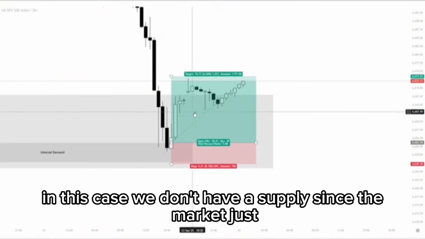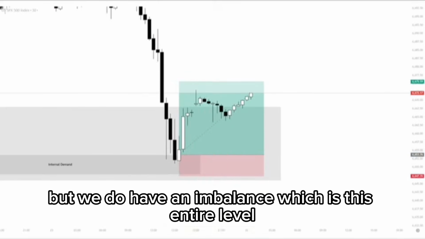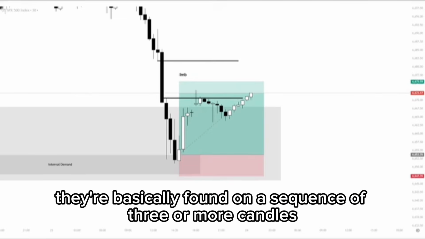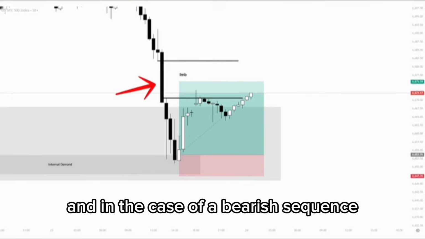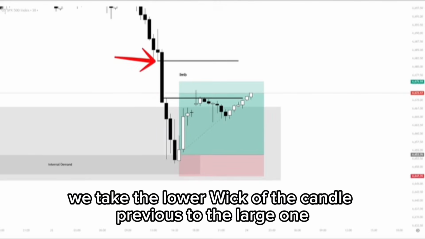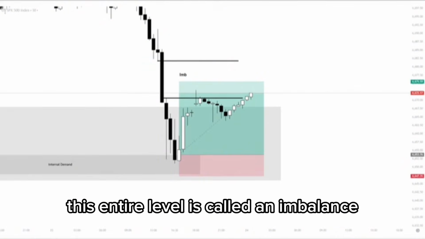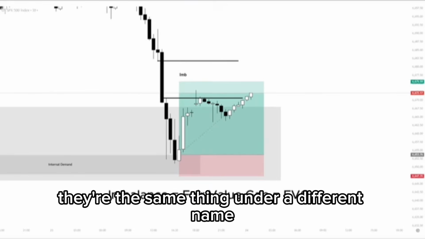In this case, we don't have a supply, since the market just went straight down lately. Not even a resistance, but we do have an imbalance, which is this entire level. Now, most of the old viewers of my channel know how to identify imbalances. They're basically found on a sequence of 3 or more candles, where we have the larger candle in the middle, and in the case of a bearish sequence, we take the lower wick of the candle previous to the large one, together with the upper wick of the candle next to the largest one. This entire level is called an imbalance. You might also have heard this as a fair value gap. They are the same thing under a different name.